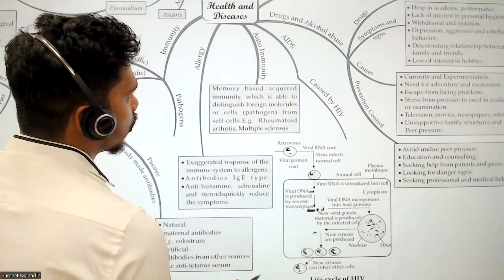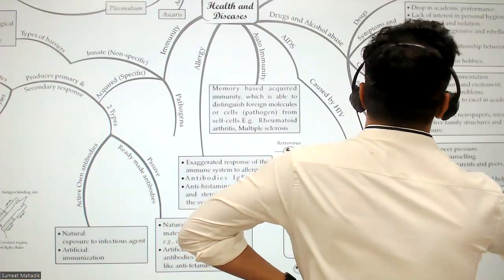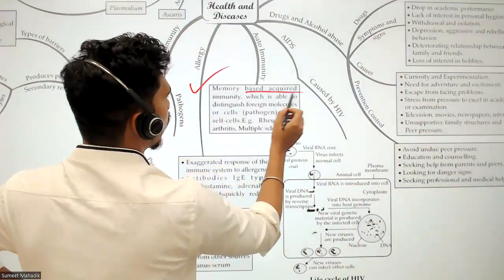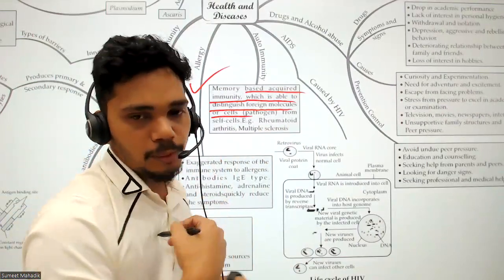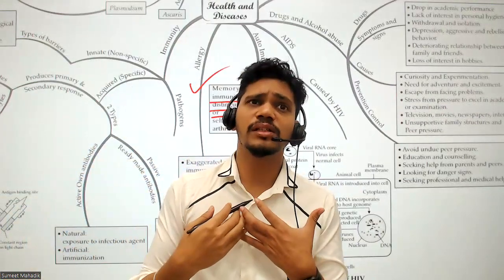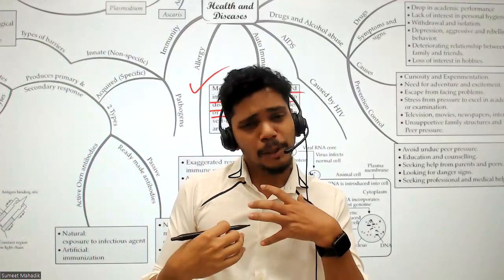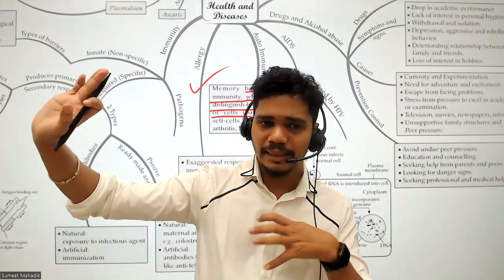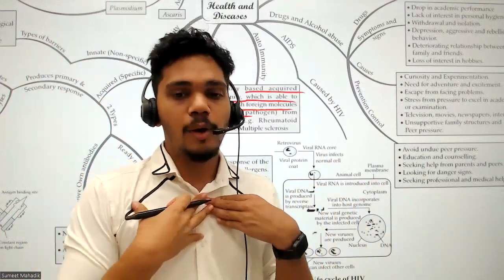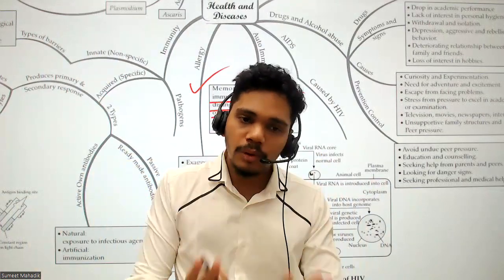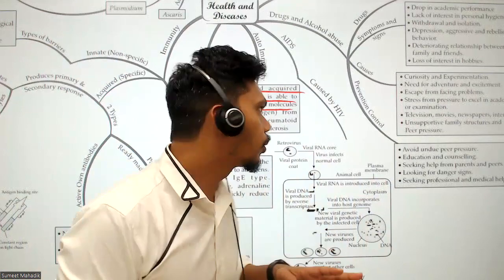Now, autoimmunity. What is autoimmunity? Memory based acquired immunity, which is able to distinguish foreign molecules or cells. So if I have a pollen grain infection, that means my body is able to distinguish between the pollen grains and itself. That's allergy, I know, but I'm trying to say that if my own cell is getting infected, my body knows this is my own cell. So autoimmunity is there, right?